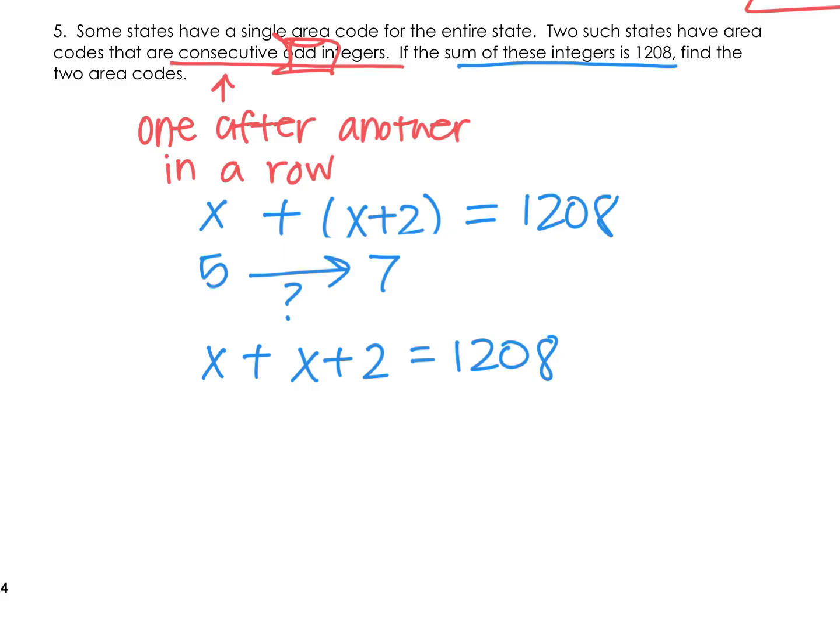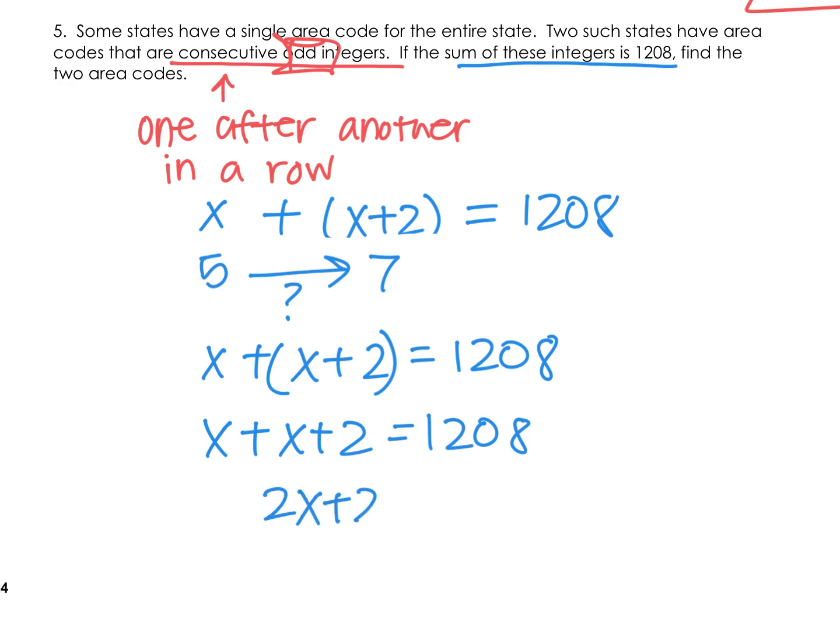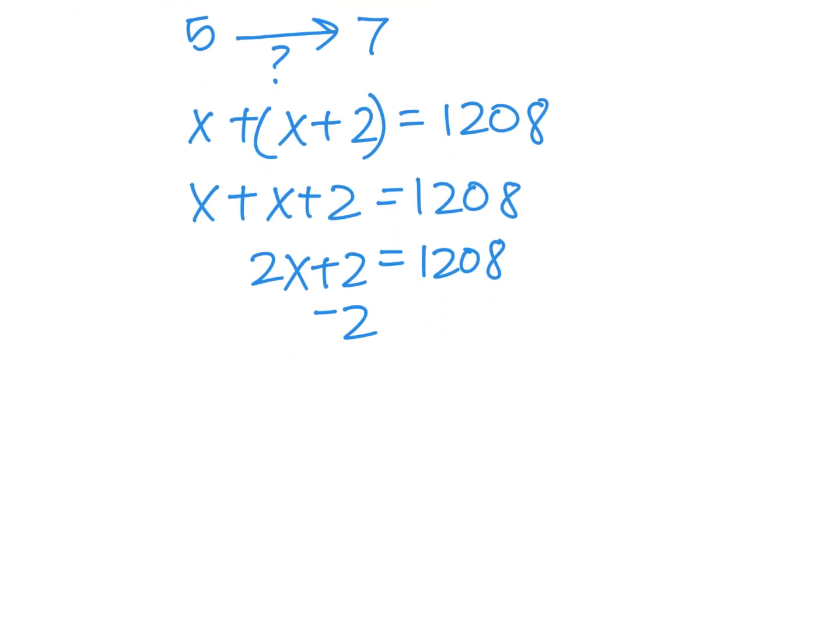Okay. So now I have an equation. I can just solve it, right? So basically you're going to distribute. Okay, but it's a plus sign, so does it change anything? It's a 1, so no, it just gets it out of the parentheses. And then you're going to combine like terms. So x plus x is 2x. And then you have 2x plus 2 equals 1208. And then subtract the 2. 2x equals 1206. And now divided by 2 is 603.